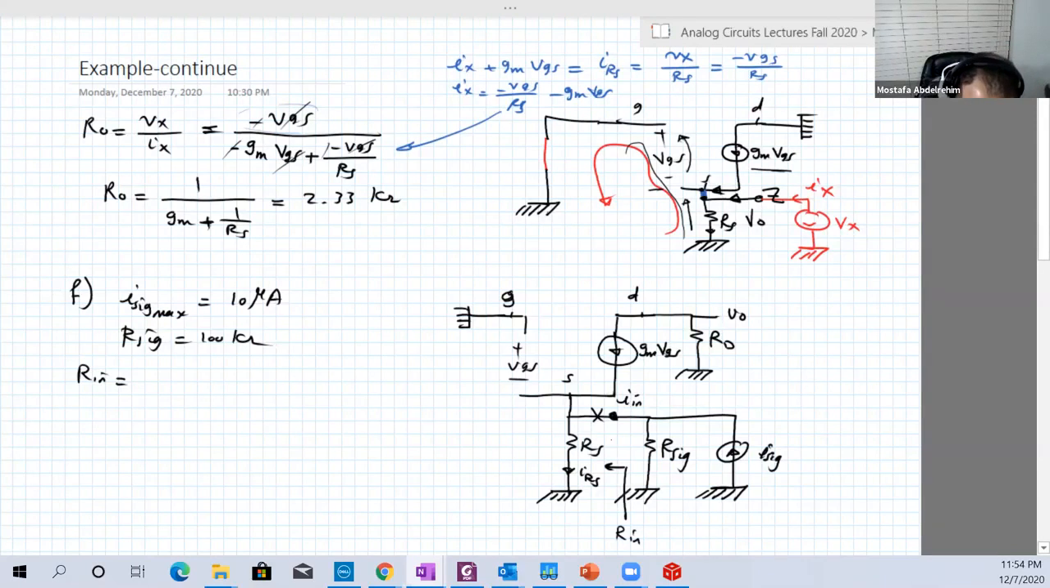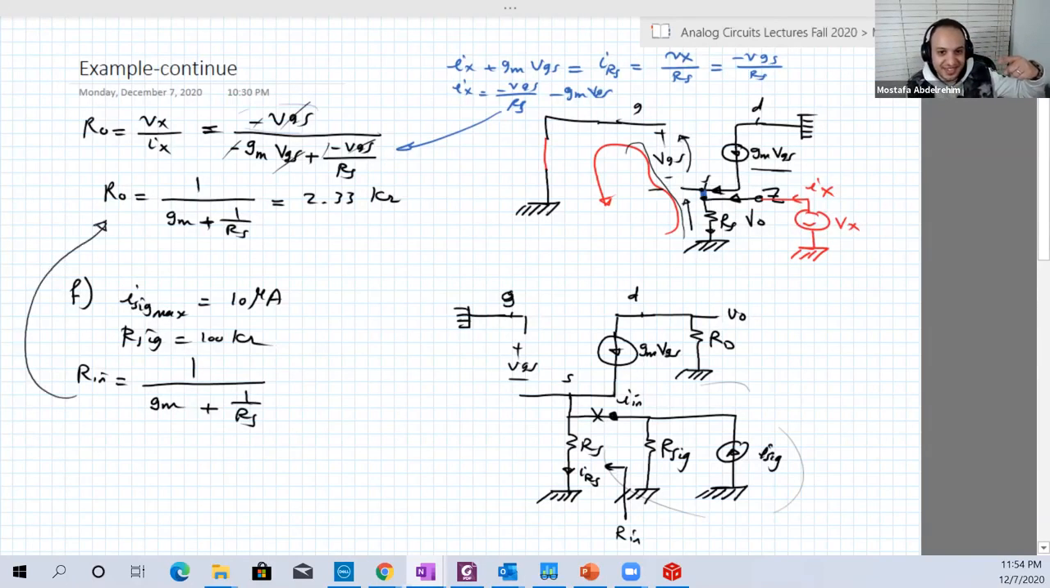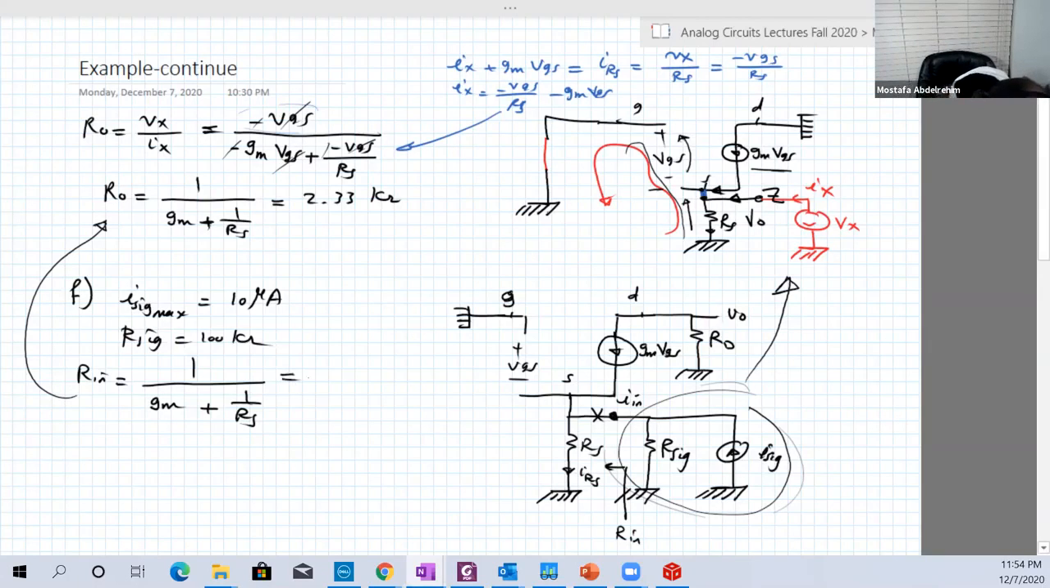I will leave all that headache to you guys. So you remove basically this part, the R signal and I signal, and you put Vx and Ix. It will be easy to determine. So R input will be 1 over Gm plus 1 over Rs. And actually, this is exactly the previous one. It would be the same. If you just imagine that you remove this and you put Vx and Ix, this will be turned into that circuit. So we already did it, and we know also the value, 2.33 kilo ohm.